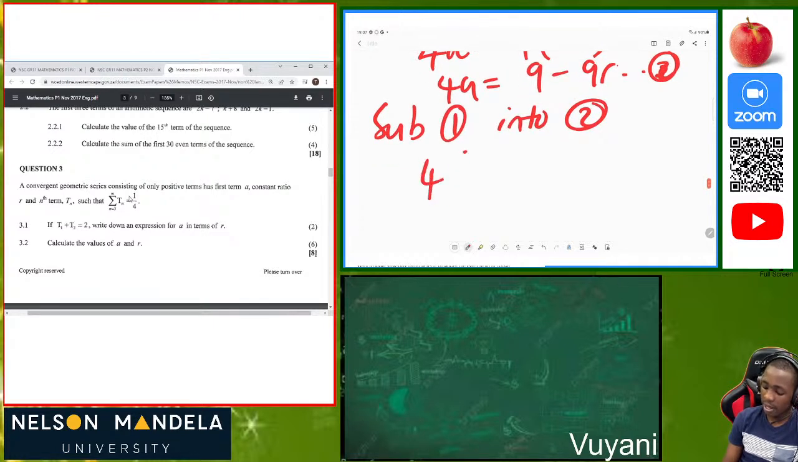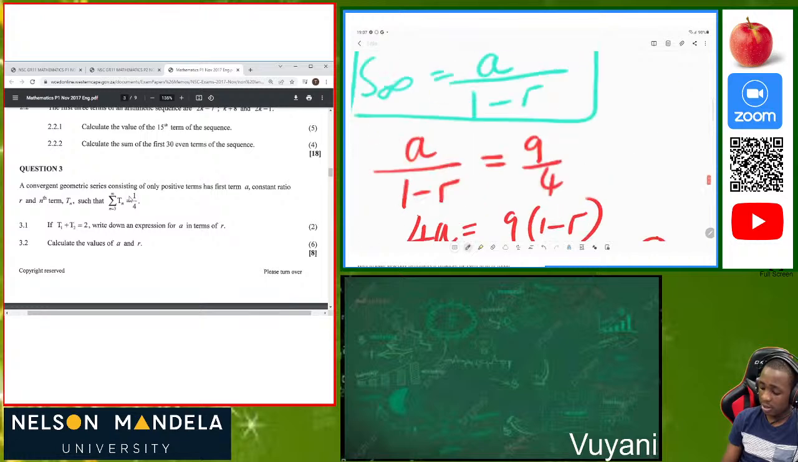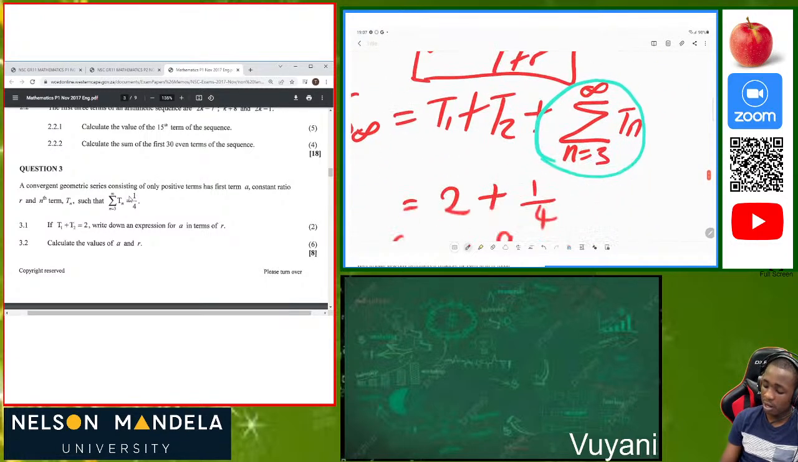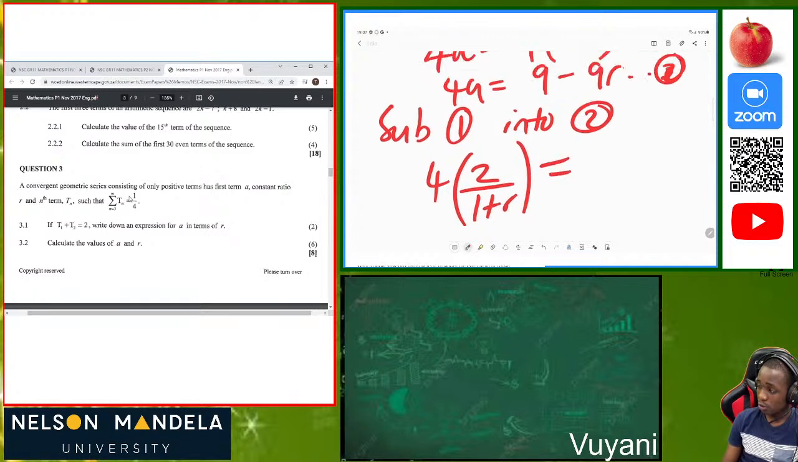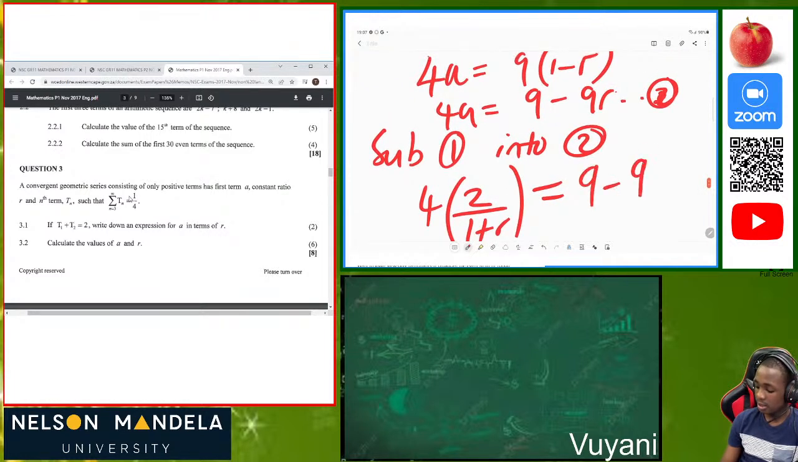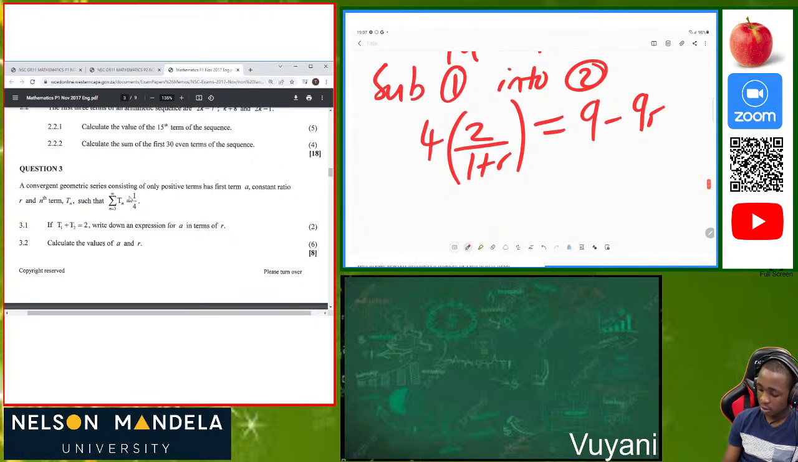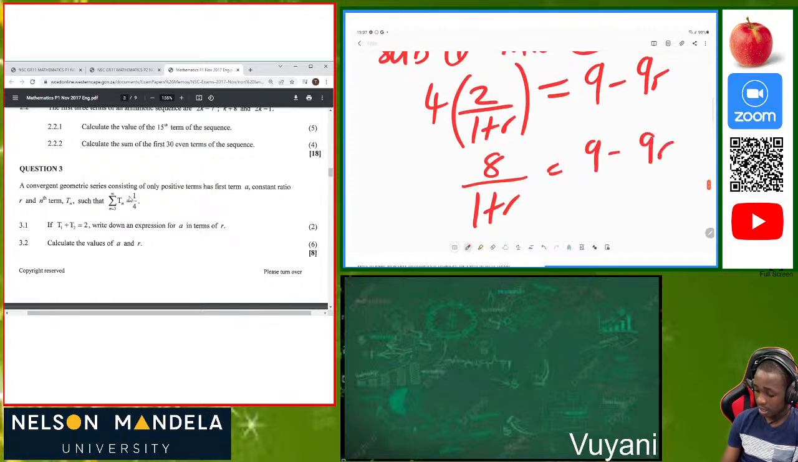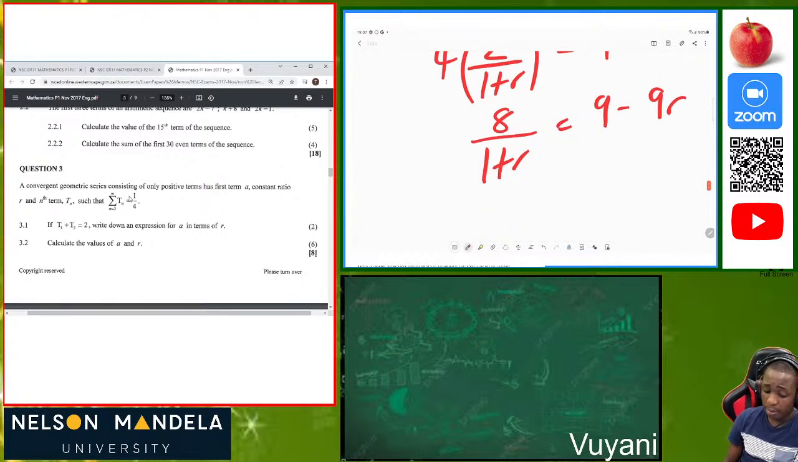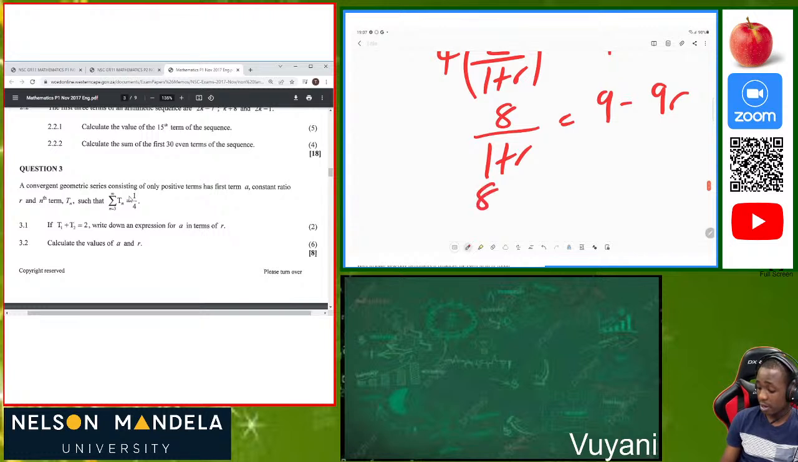So we have 4. What is our a? Our a is 2 over 1 plus r. So we have 4 times 2 over 1 plus r is equal to 9 minus 9r. Then it's going to be 8 over 1 plus r equal to 9 minus 9r. Then after that we'll be able to calculate. Then we cross multiply and we end up having 8 is equal to 9 minus 9r, times 1 plus r.